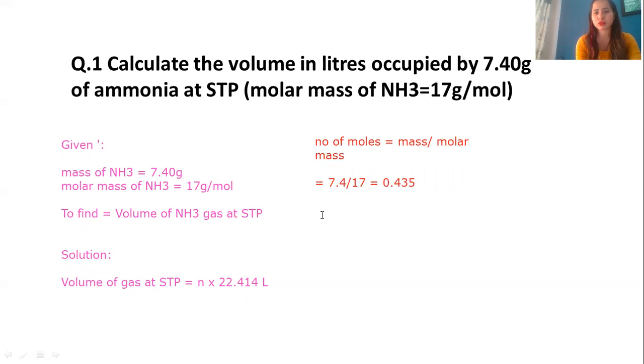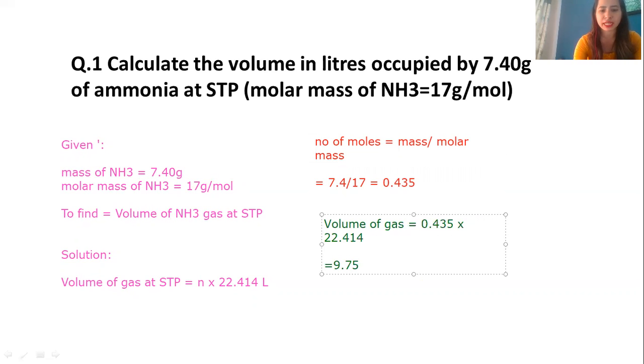So from this, to calculate the final answer, that is volume of gas, as you know, the formula is N into 22.4. So we have N as 0.435 into 22.414. The answer that you get after multiplying is 9.75 liter, or if you want, you can write it as 9.75 dm cube.